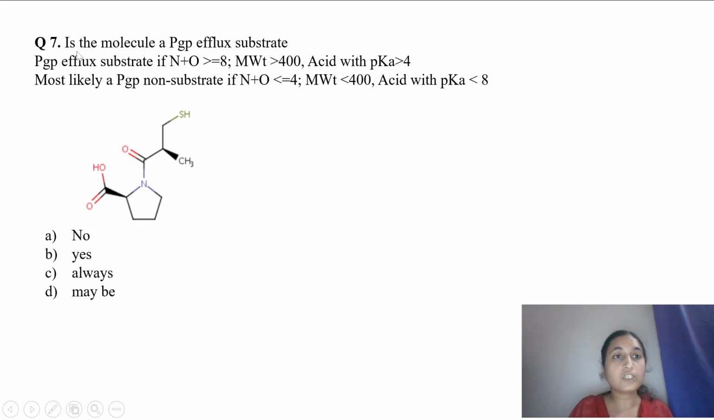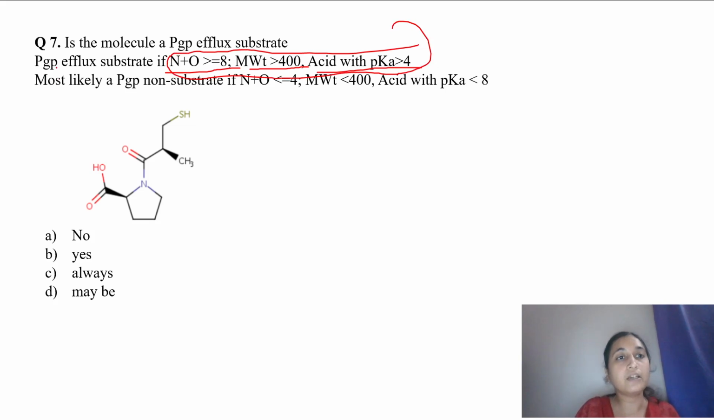So now question number 7. A P-gp efflux substrate if N plus O is greater than or equal to 8, molecular weight greater than 400, and acid with pKa greater than 4. If it follows all these things, then it will be a P glycoprotein efflux substrate.